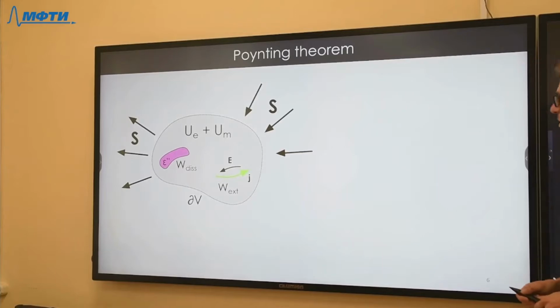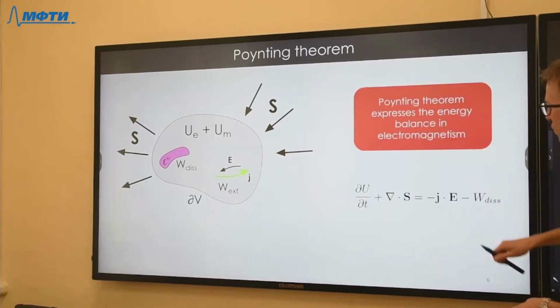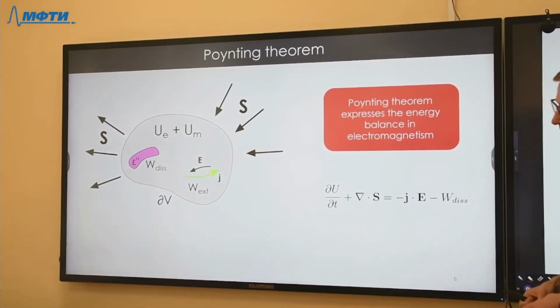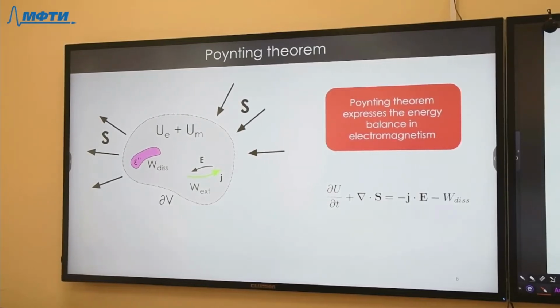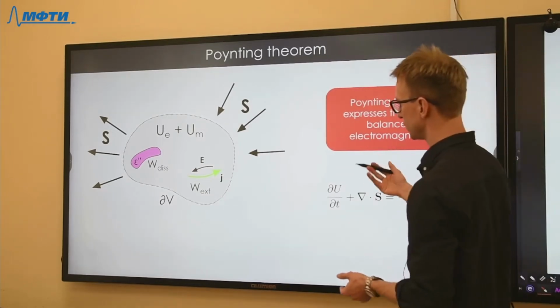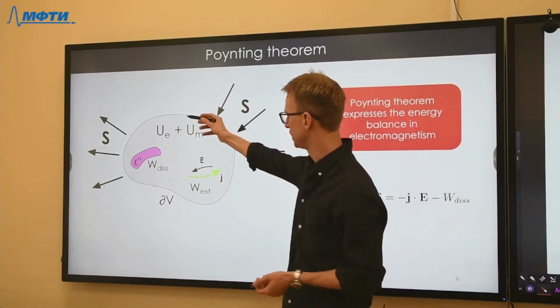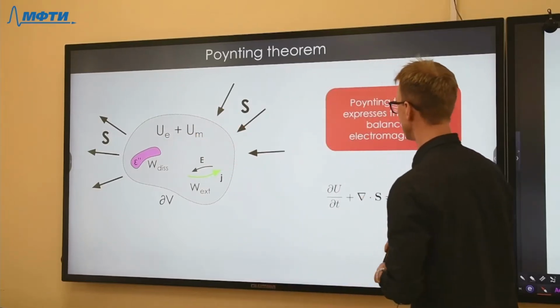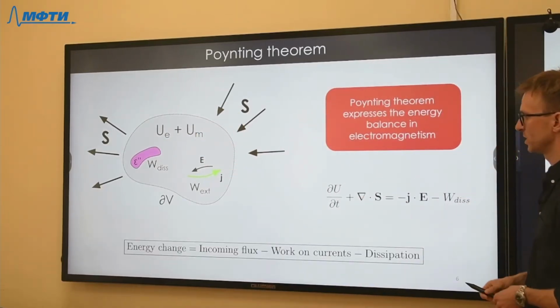So this is the graphical representation of what I just described, and it is very important to understand how all these quantities that enter the Poynting theorem come into play and what they mean. Poynting theorem essentially expresses the balance of electromagnetic energy, the energy balance in electromagnetism. We have a certain volume V. Inside this volume, we have the electromagnetic energy that is contained within that volume.